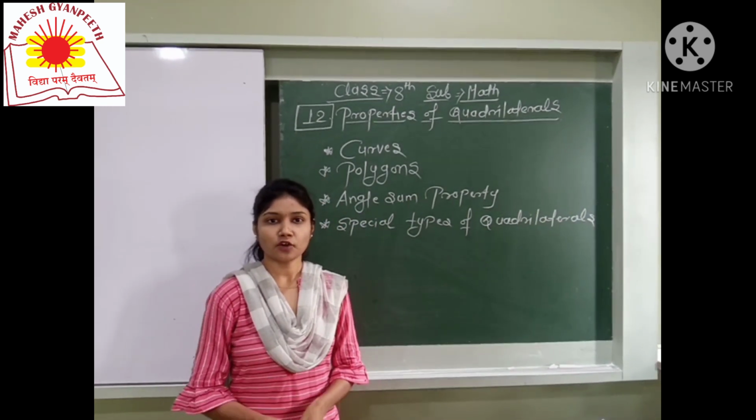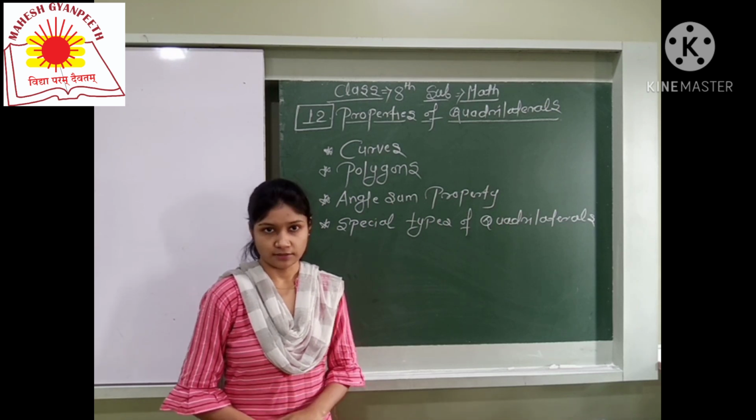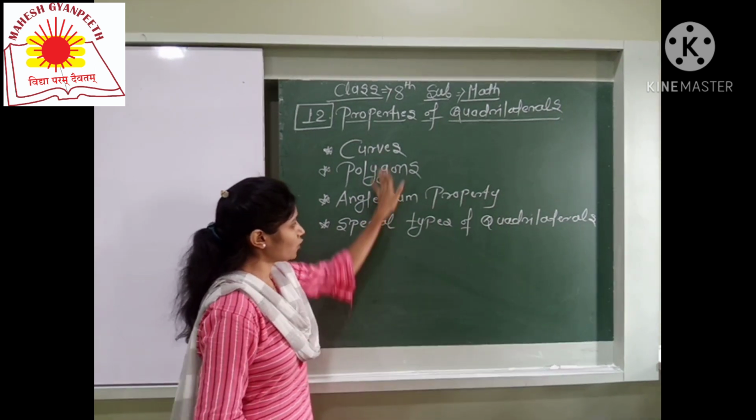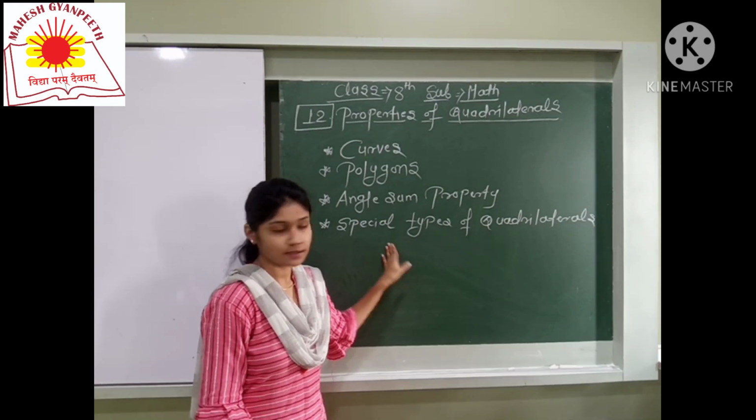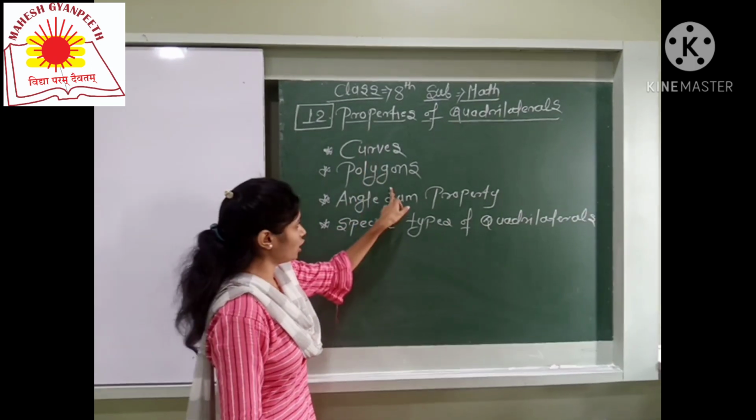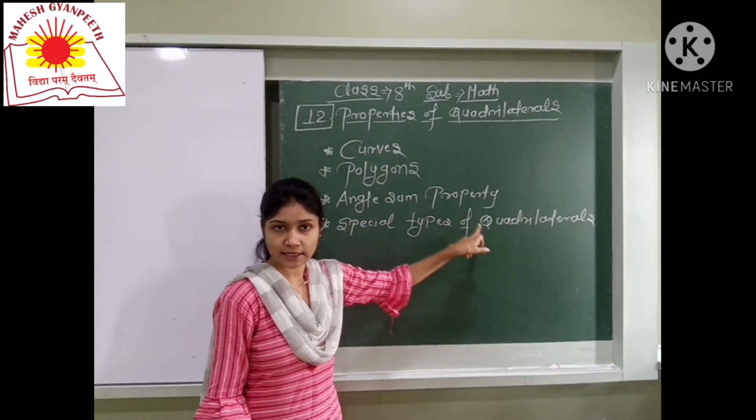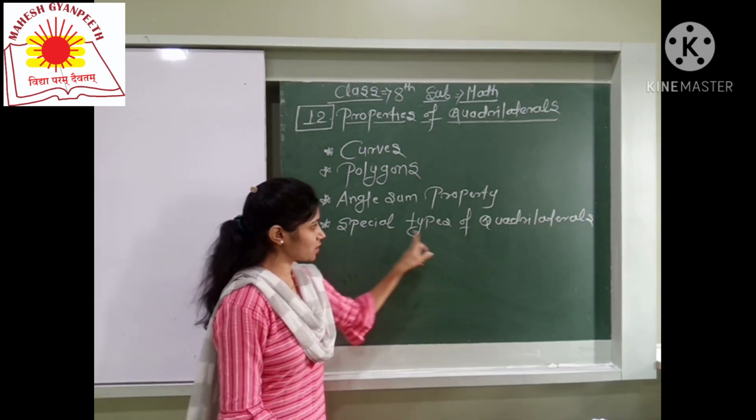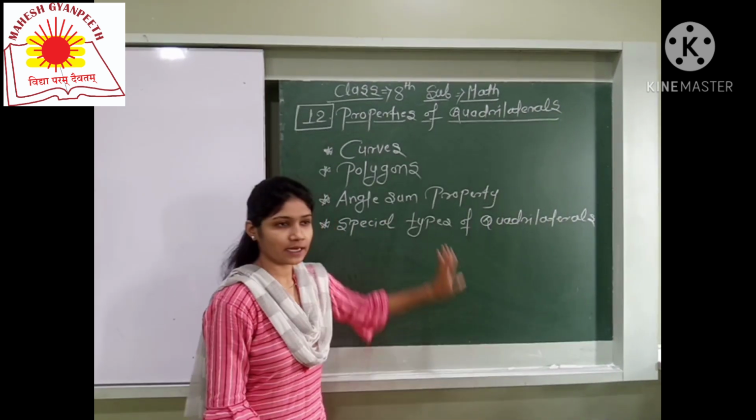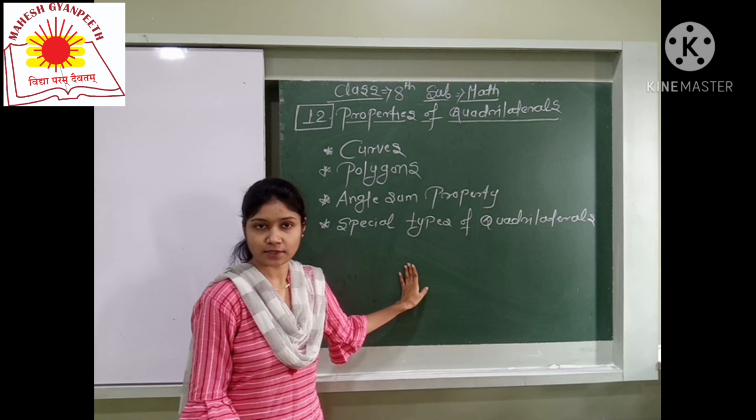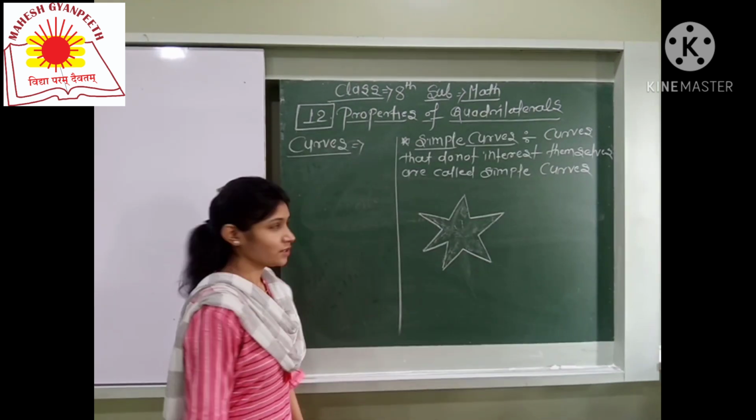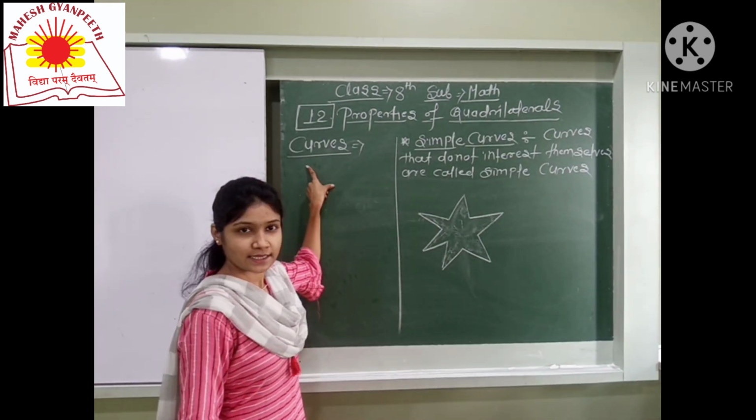In this chapter, what do you have to learn? See here, students, these four topics are given: curve, polygons, angles of property, and the fourth one is special types of quadrilateral. It is a very simple topic. Our first topic is about curve.